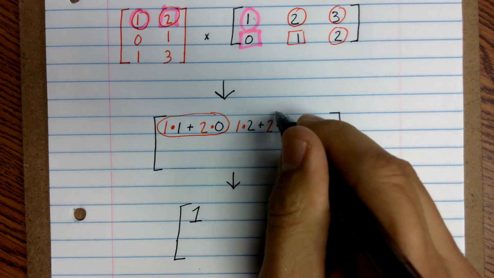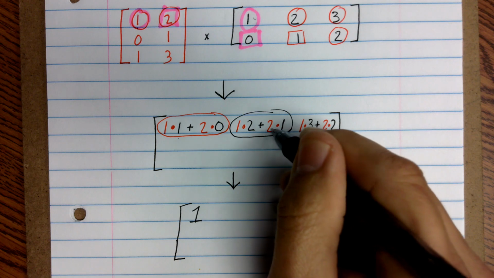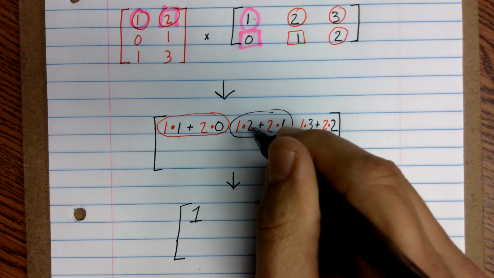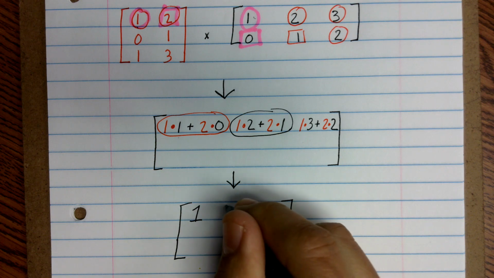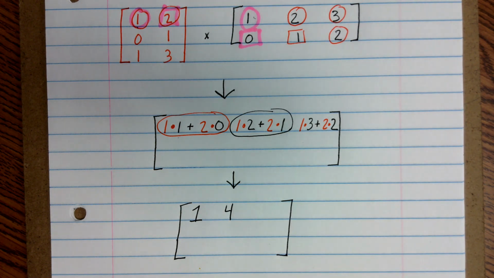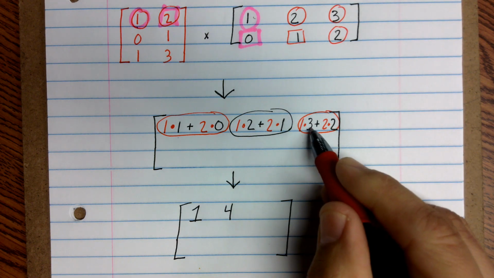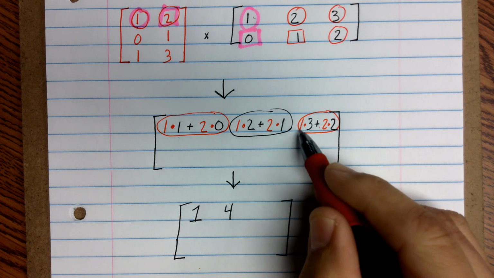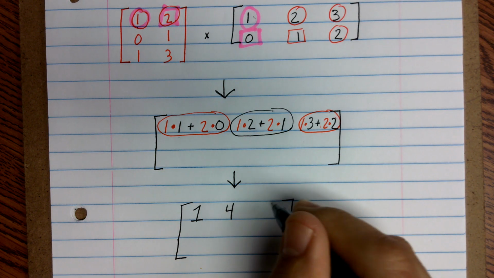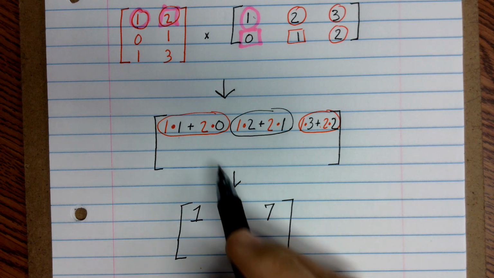I'm going to do this next one right here. 1 times 2 is 2, and 2 times 1 is 2. So really we have 2 plus 2, and that gives us 4. And then in this last one right here, we have 1 times 3 is 3, and 2 times 2 is 4. So 4 plus this 3 is going to give us 7. So this is the top row. Go ahead and work out the next 2 on your own and show your work.